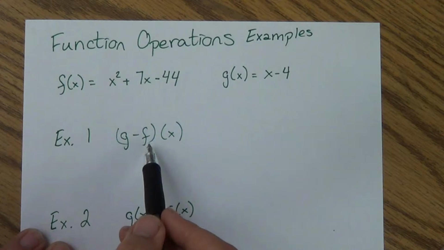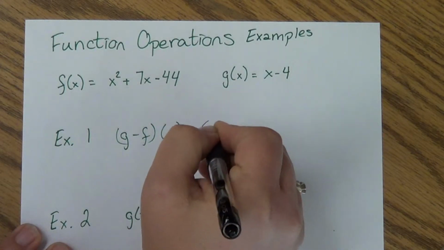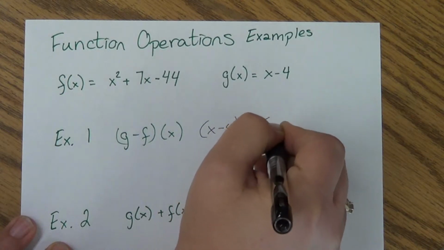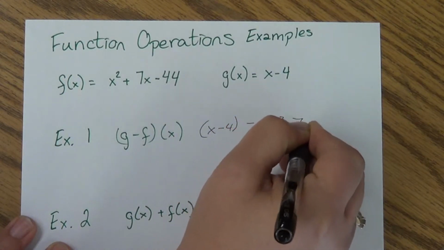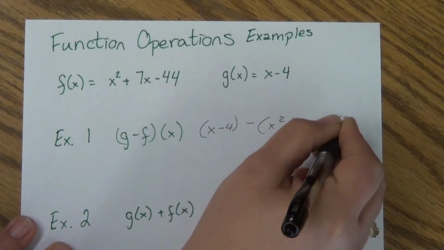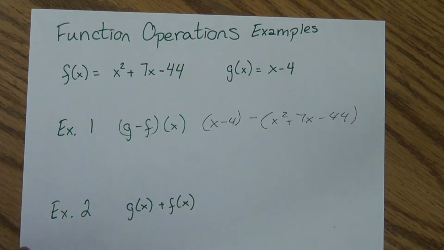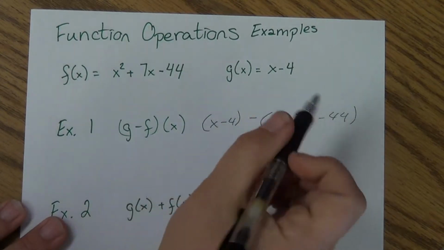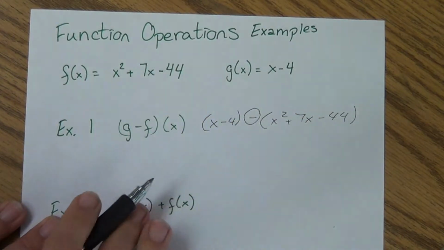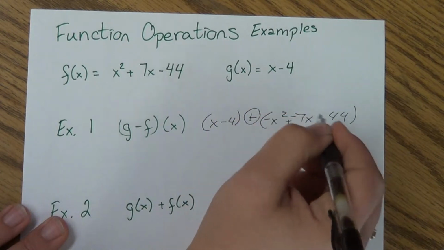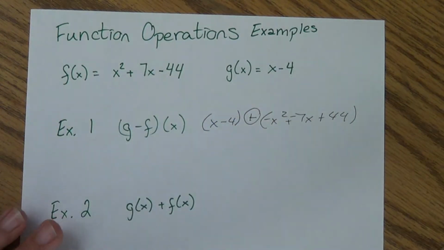So in subtraction, order is important. So g comes first, so I have x minus 4 minus x squared plus 7x minus 44. And then as we've learned this year, to subtract in algebra, you just combine like terms. But we have to watch our minus sign. We can either be very careful and do it, or we can use the trick of going through and changing all the signs, distributing the negative into the back parenthesis.